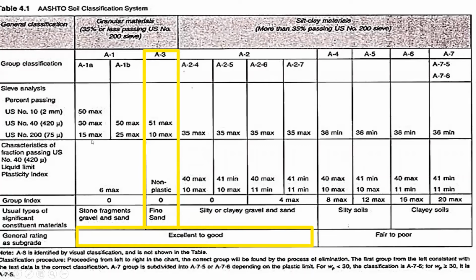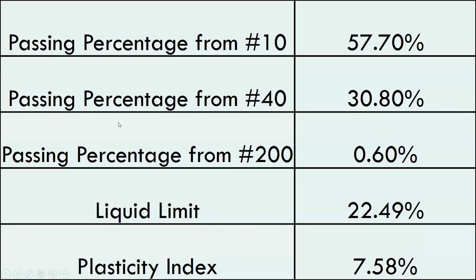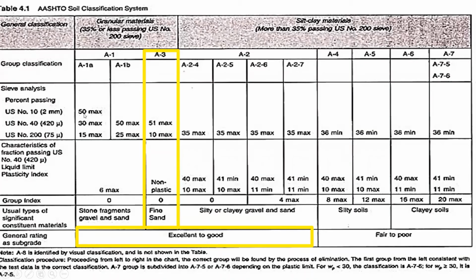And now I am moving towards why I select this one. So now there are different types of classification: A1, A3, A2, A4, A5, A6, A7, according to the AASHTO soil classification system. A is obviously used for AASHTO. Now what you have to see: US number 10 passing, we have 57.7% for our own soil sample. So it is 57.7. So 50 maximum is only allowed here.